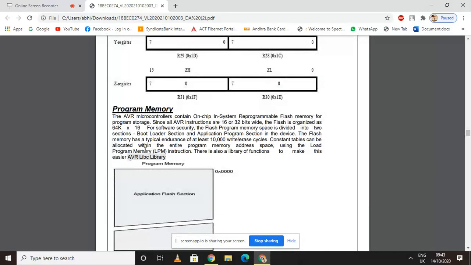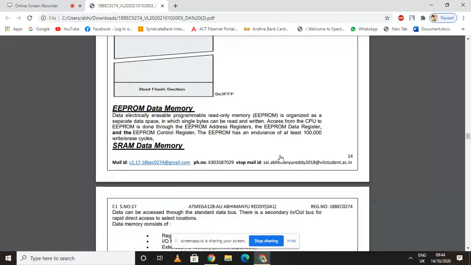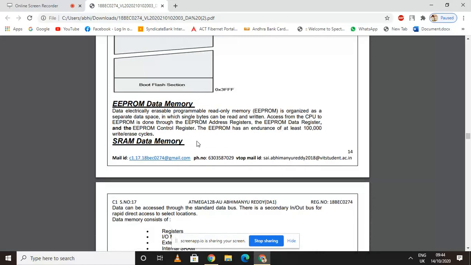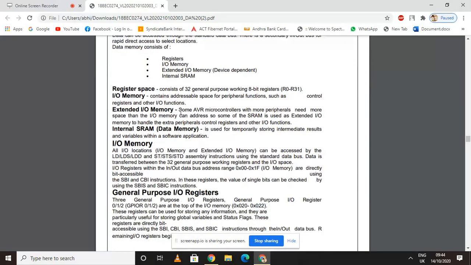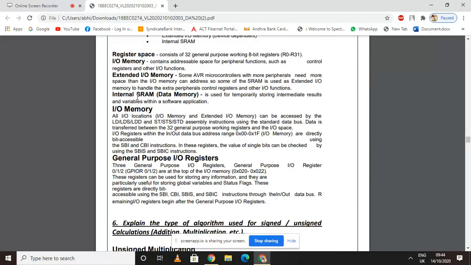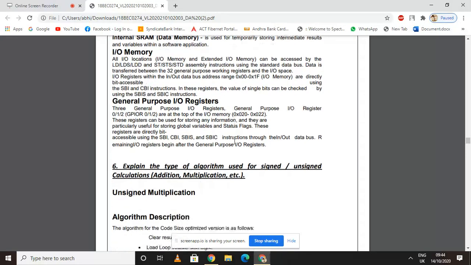Discussing the program memory, the AVR microcontrollers contain on-chip in-system reprogrammable flash. For software security, the flash program memory is divided into two sections: the bootloader section and the application program section. The device also has EEPROM data memory. In the same way, the SRAM data memory consists of registers, IO memory, extended IO memory, and internal SRAM. These are the various register types: IO memory, extended IO memory, and general purpose IO registers.